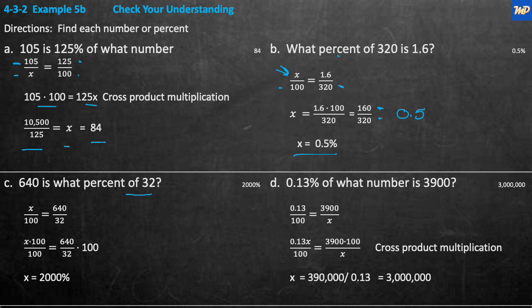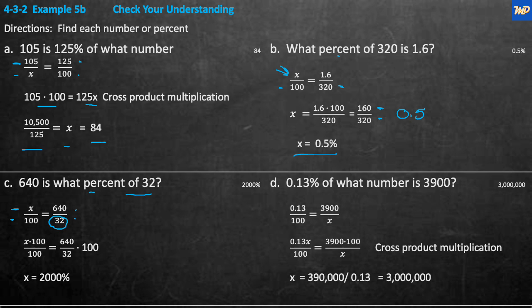Well, we're going to write it. X over 100 is equal to 640 over 32. X over 100, because we're trying to find the percent of 640 over 32. 32 is that base, or the whole number. When you do that, you're going to multiply both sides by 100, and you're going to get x equals 2,000%. Okay, 2,000%.